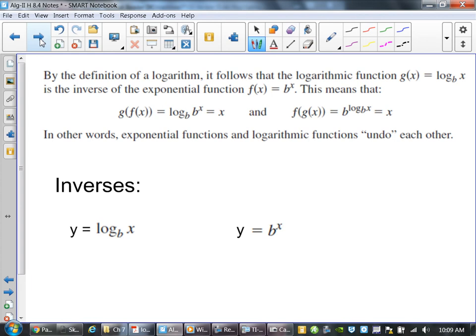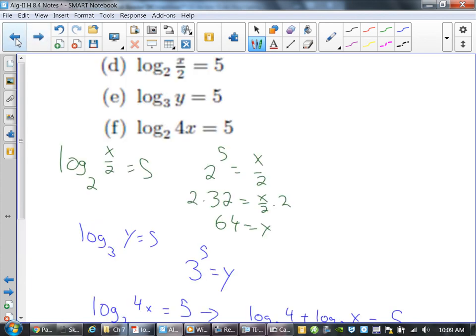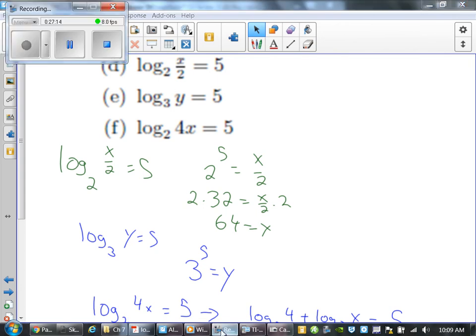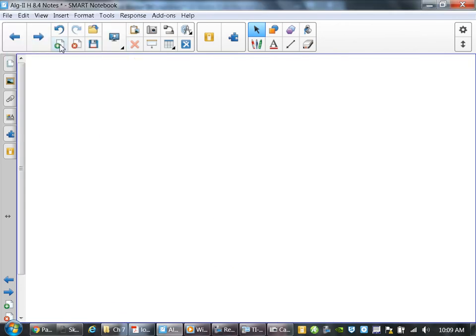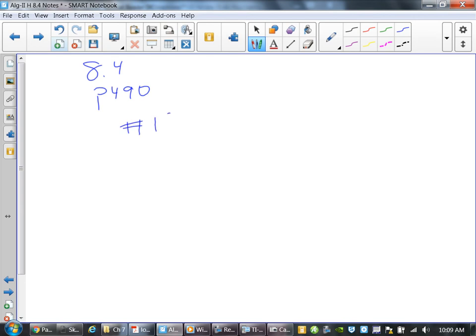I don't think I want to get to inverses today. I think let's just stop here. So let me see what I have for you guys for homework then. Let me get my book out. All right, so let's do this for the first day here. This is 8-4, on page 490. Let's do numbers 16 through 35.